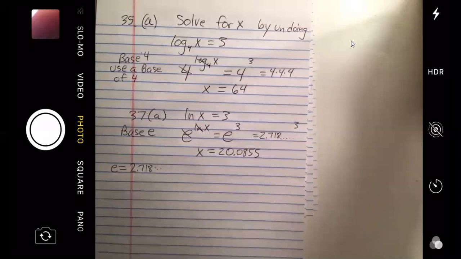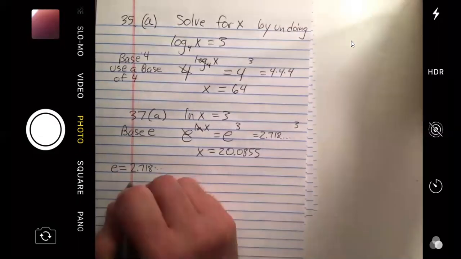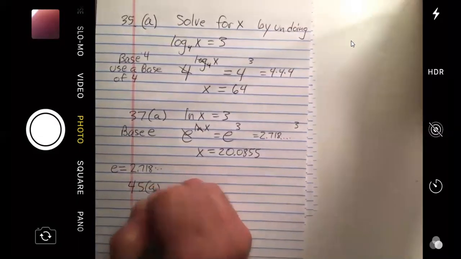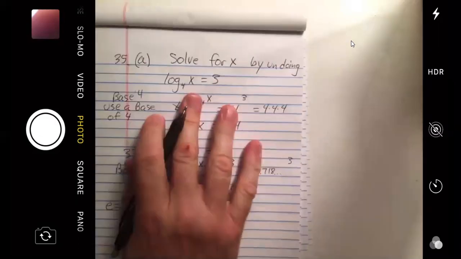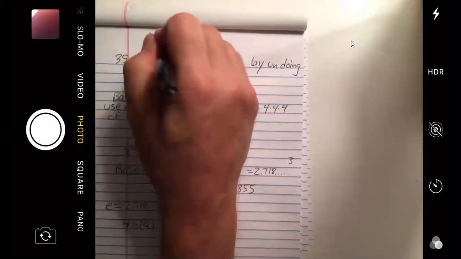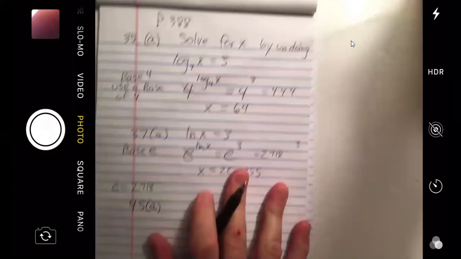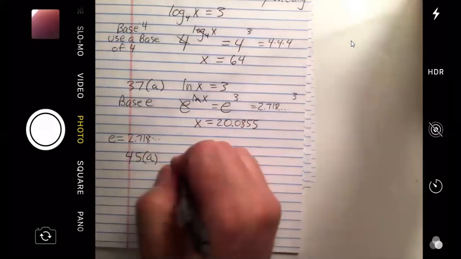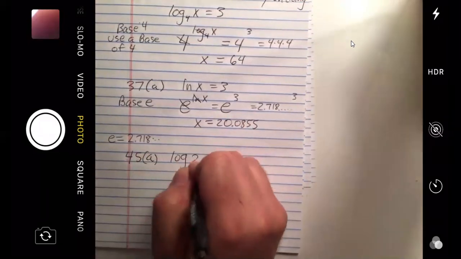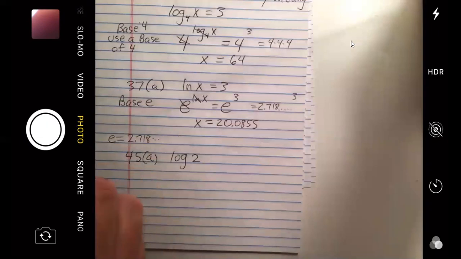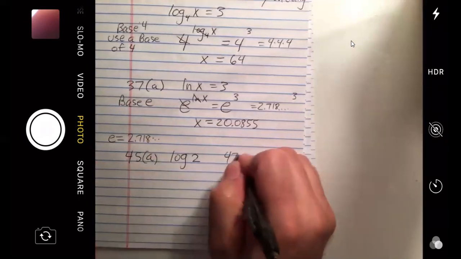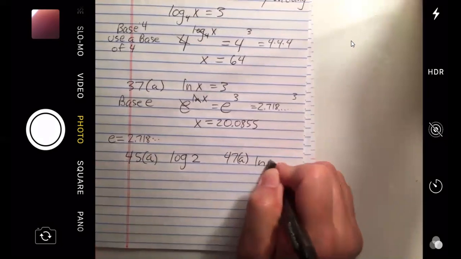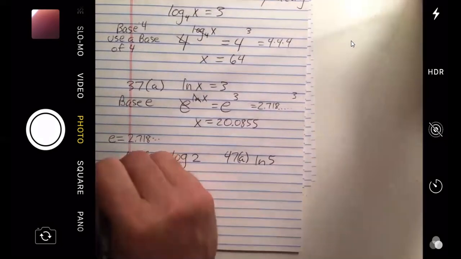I'll go down. The next one, 45, I think it's the last section, 45 and 47. Now they want you to use a calculator. This is 45 part A. See, we're still on page 388. We're in the exercises on the ebook. And they want you to use a calculator and punch log of 2. Let me compare it with 47A, where they punch ln of 5. They say to 4 places.